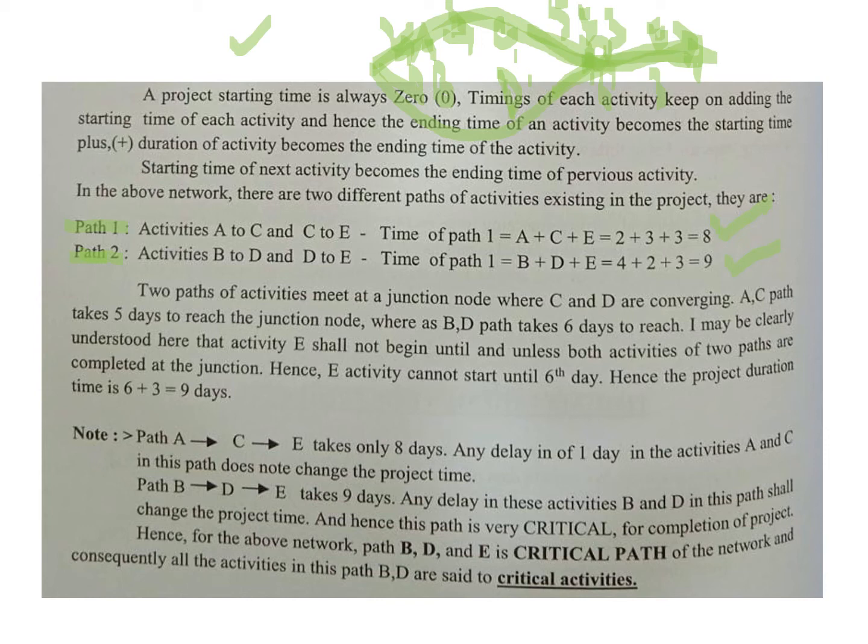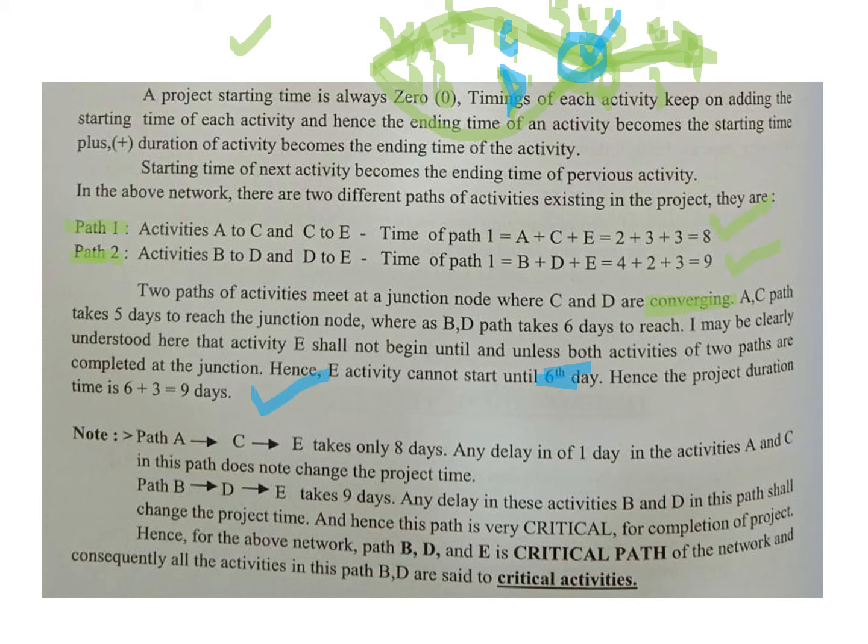And the paths of the activities meet at a junction node, which is where activity C and D are converging. Both are converging at the same node at this point. Activity C is joining at this node, and activity D is also joining at this node. Alright, so activity E cannot start until the 6th day. We have discussed this already, and hence the project duration is 6 plus 3 equal to 9 days.